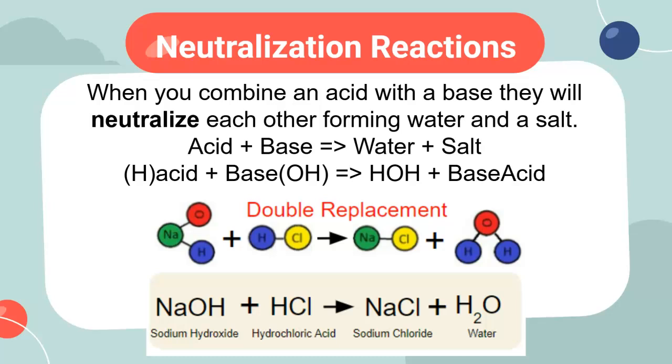Neutralization reactions. When you combine an acid with a base, they end up neutralizing each other and form water and a salt. So for example, here we have a double replacement reaction: NaOH plus HCl, and on the other side you have NaCl and H2O.